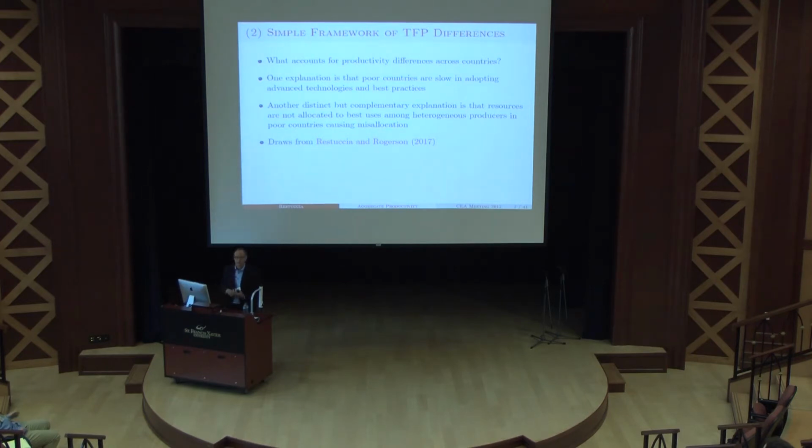Now, another distinct but complementary explanation, and it's going to be a big focus of what I will talk about today, is that the resources the country has at its disposal, which may be lower than in rich countries, are not allocated in the best possible way. In particular, they're not allocated across heterogeneous producers in a way that depresses productivity. And this is what the literature refers to as misallocation. I'll be more specific in a second. Okay?